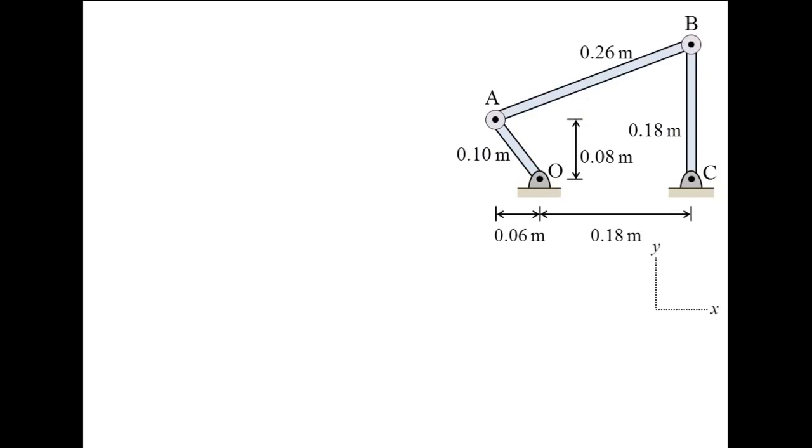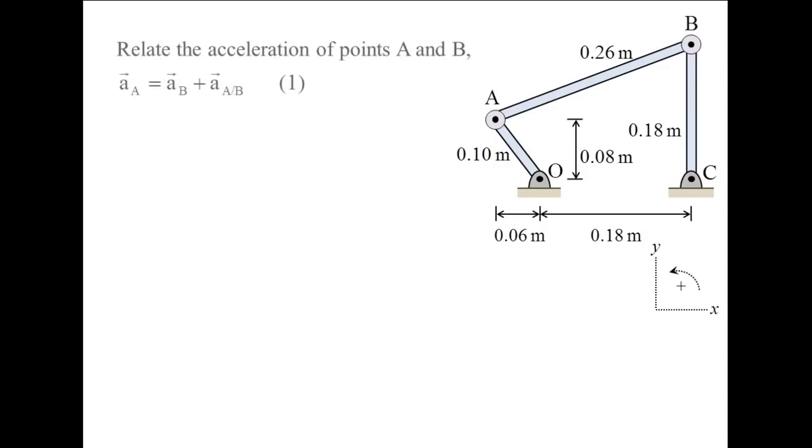Identify your coordinate system and label the positive direction of your coordinates. In this case, a rectangular coordinate system is more convenient. Indicate the positive direction of rotation. The angular acceleration of link AB appears in the equation relating the acceleration of points A and B. The acceleration of point A is equal to the acceleration of point B plus the acceleration of point A relative to B. This is equation 1.